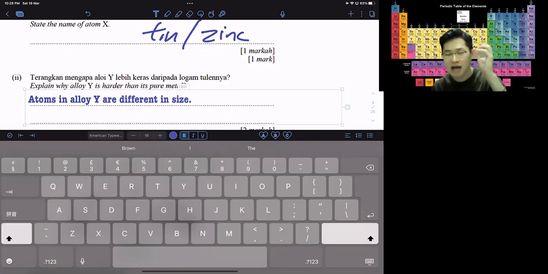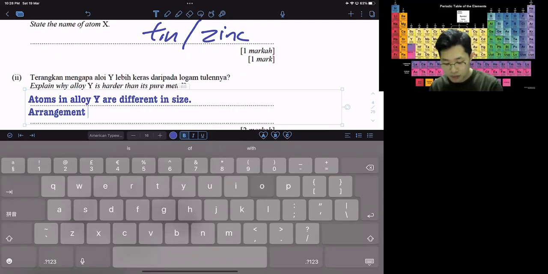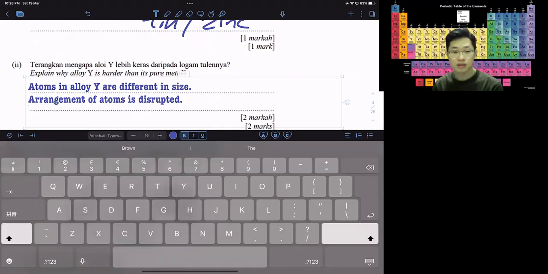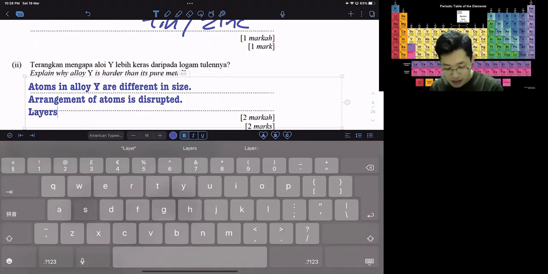As long as you are able to say the atoms are of different size, then you can already get the mark. The arrangement of atoms is disrupted, and then layers of atoms are harder to slide over one another.